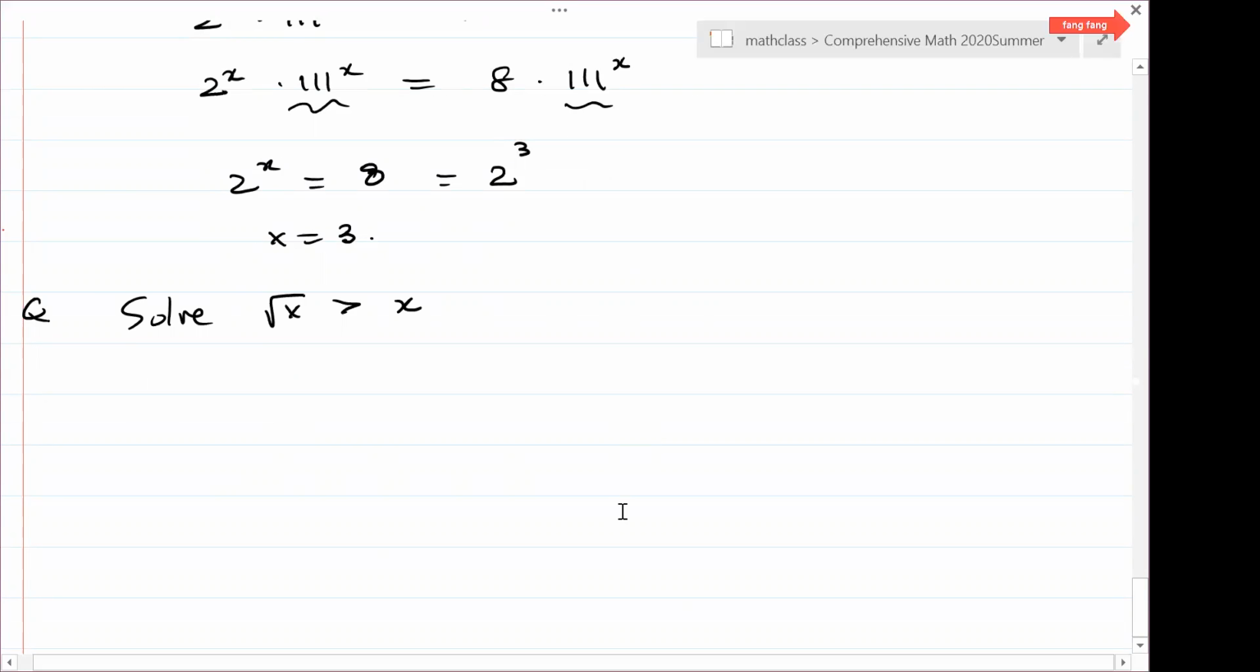I saw this problem on some Mathcounts competition.